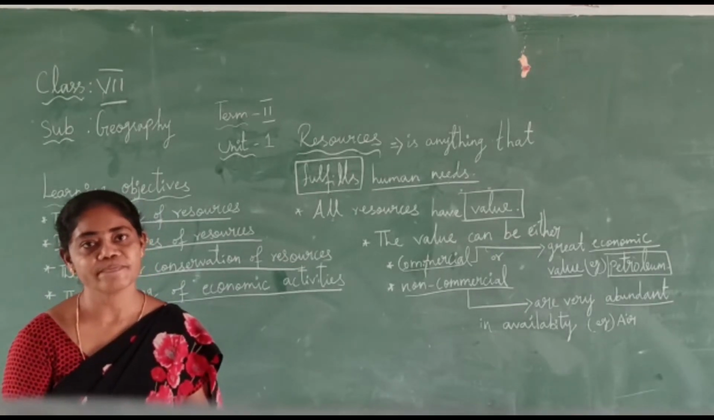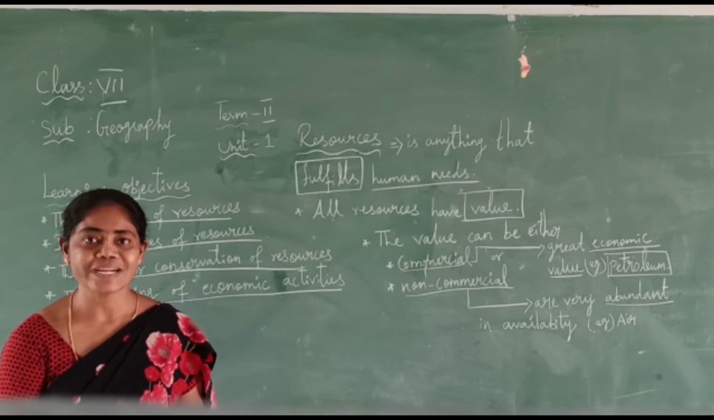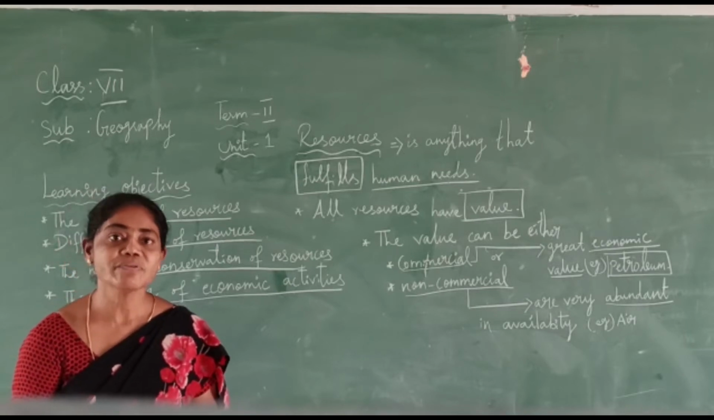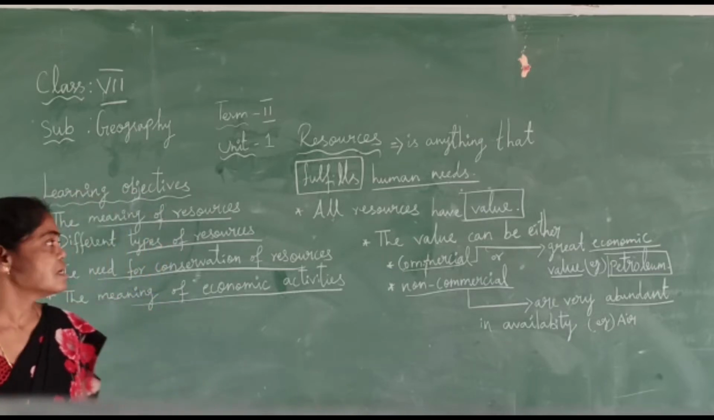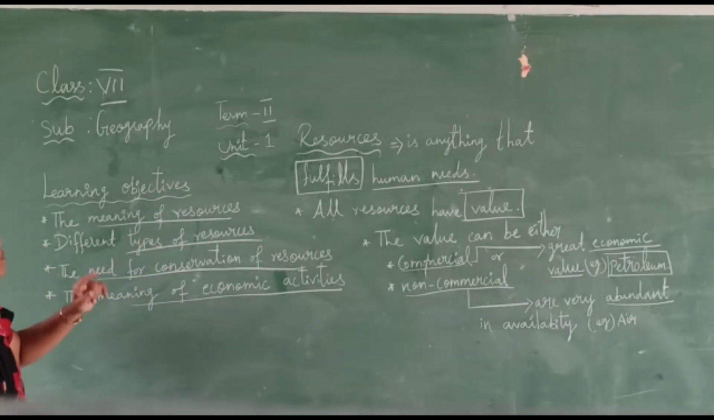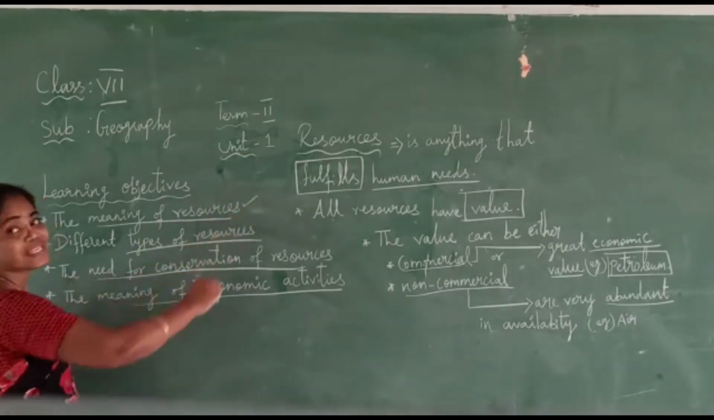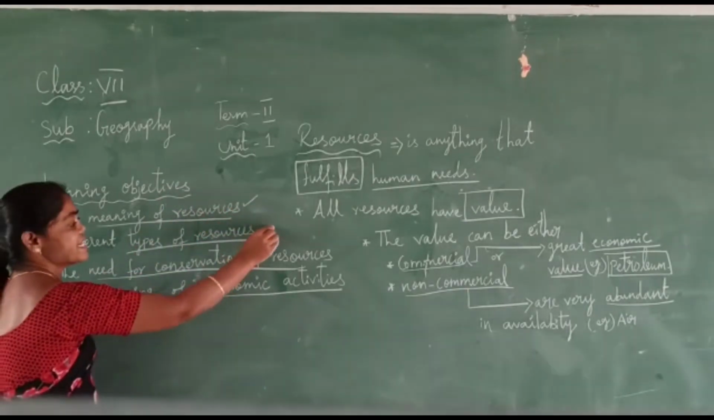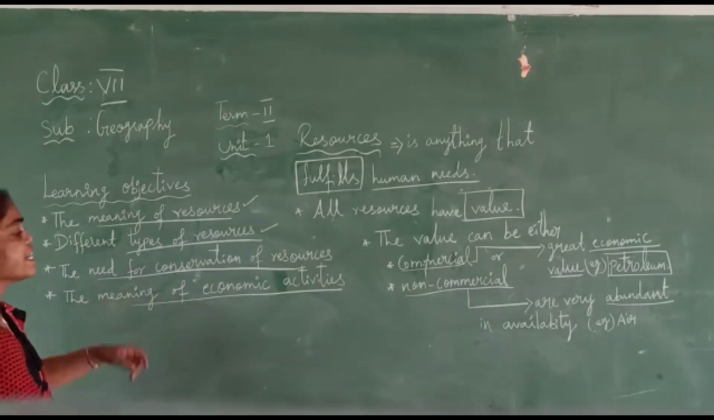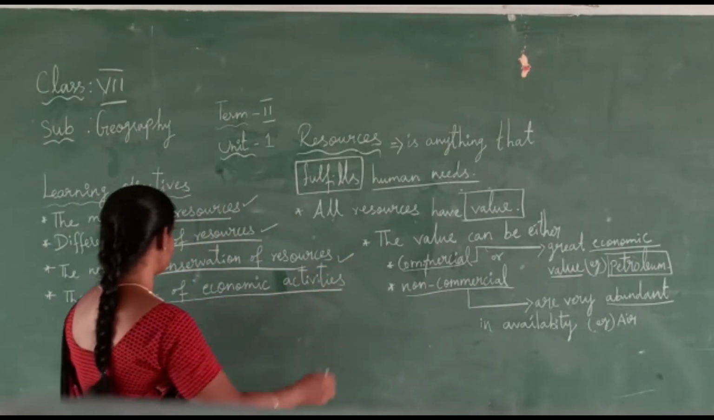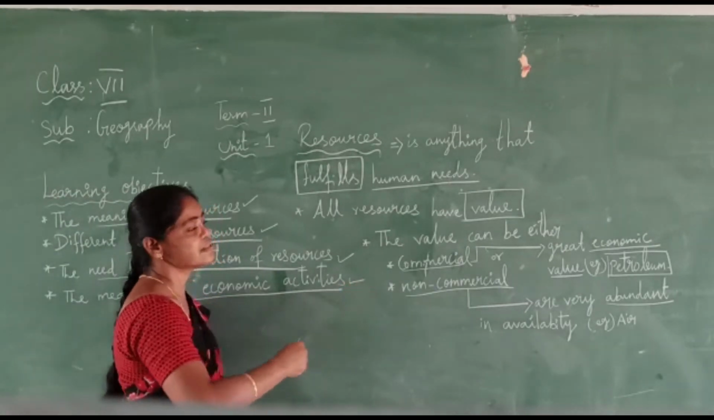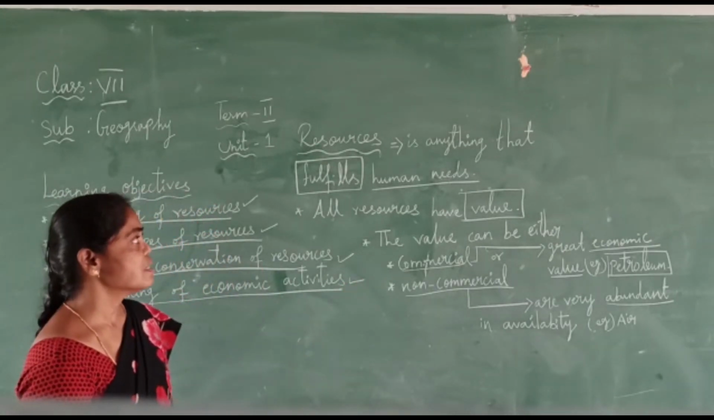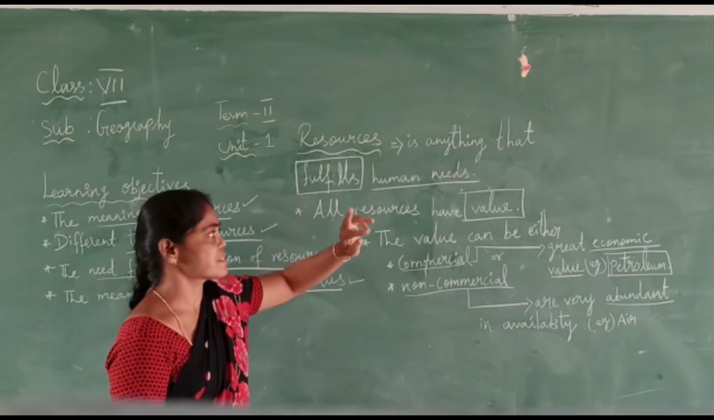Subject Geography. Term 2, Unit 1, Resources. Now we will see what are the things we are going to learn in this lesson. Learning objectives: the meaning of resources, the different types of resources, the need for conservation of resources, and the economic activities. These are the things we are going to study.